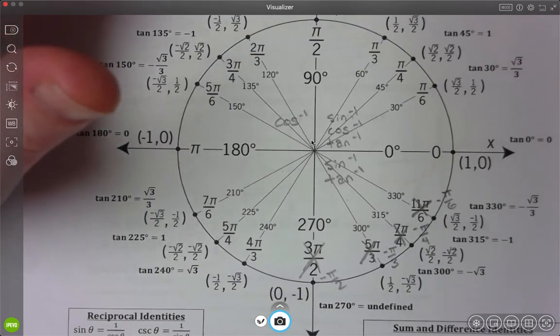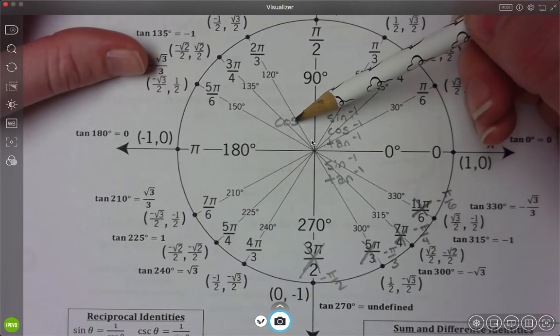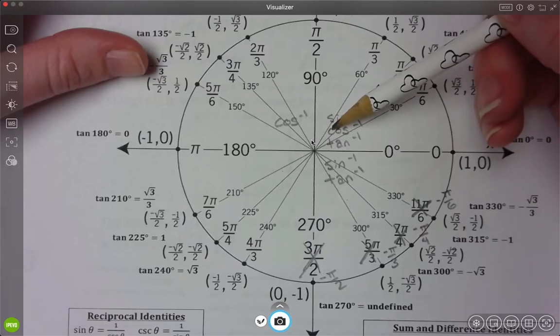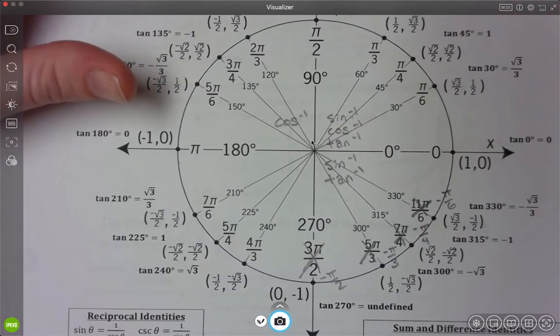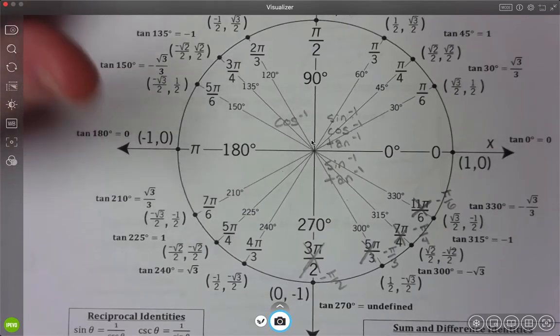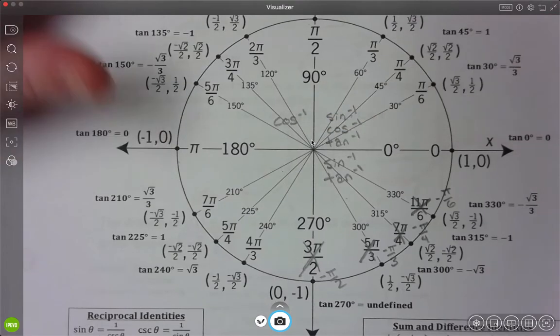A while back we had even and odd functions, and I don't know if you guys remember this, but cosine was the only function that was an even function. Sine and tangent were both odd functions, so sine and tangent have a lot in common with each other. Cosine is kind of the odd one out, always. Okay, so sine and tangent are kind of consistent with each other.